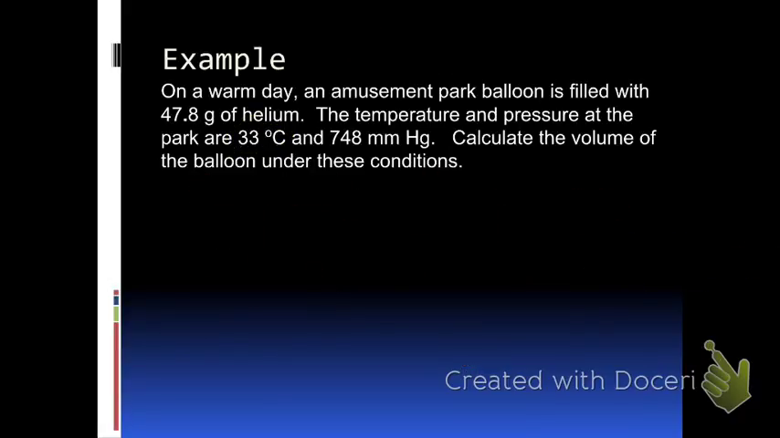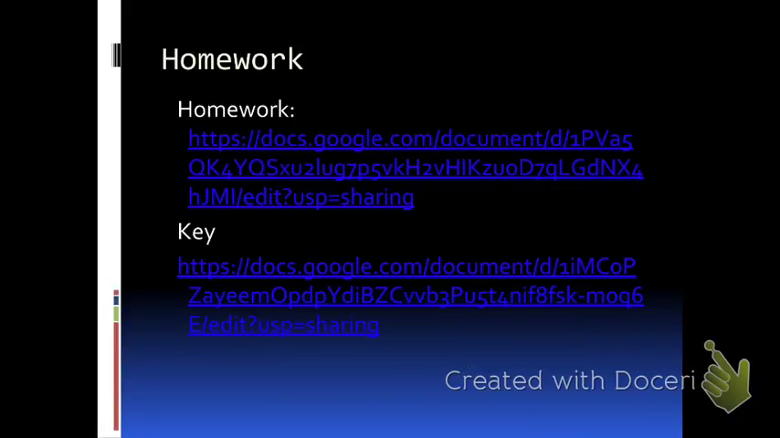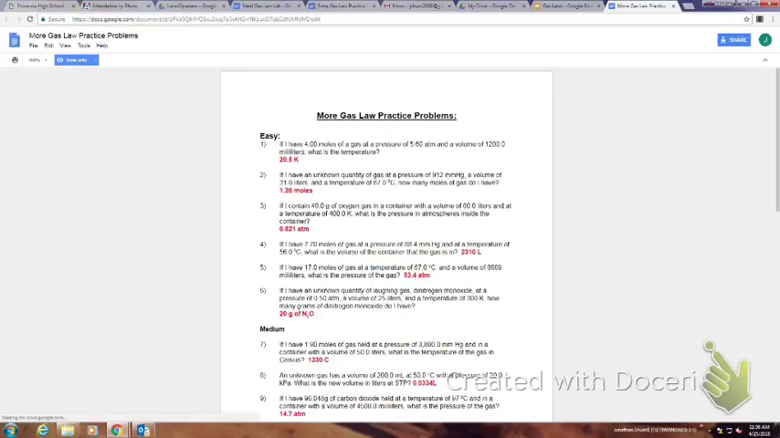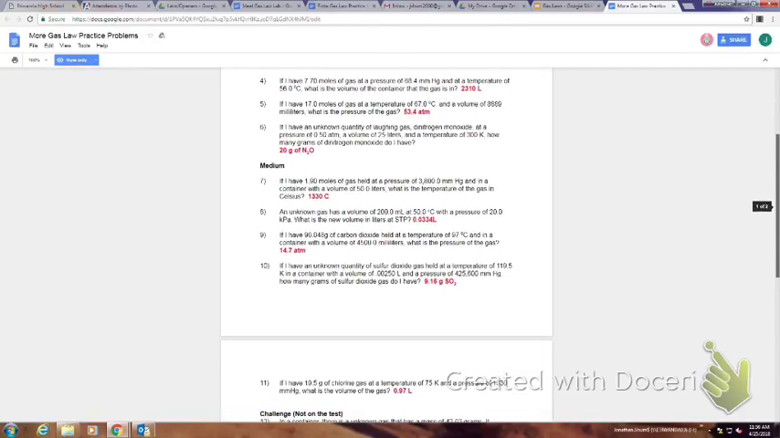So my suggestion is to do some practice. The more you do, the easier it becomes. There's some easy problems, and then there's some medium, so you want to be able to do some of those medium problems, and then there's a challenge problem at the end for you to try.